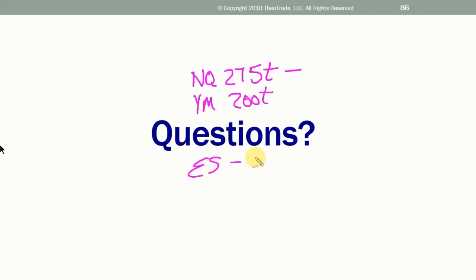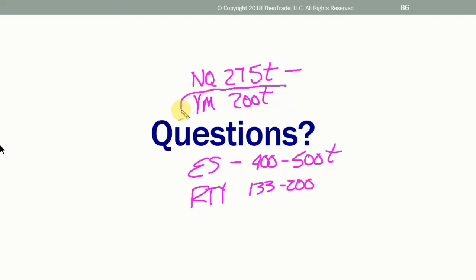ES, I generally run 400 to 500 right now, but again, I'm just watching it. I don't trade it. And the RTY, I'm doing anywhere from 133 to 200. It's just been more erratic lately. So this is what I'm doing right now. What I'm trading live is YM 200 tick on the signal chart.